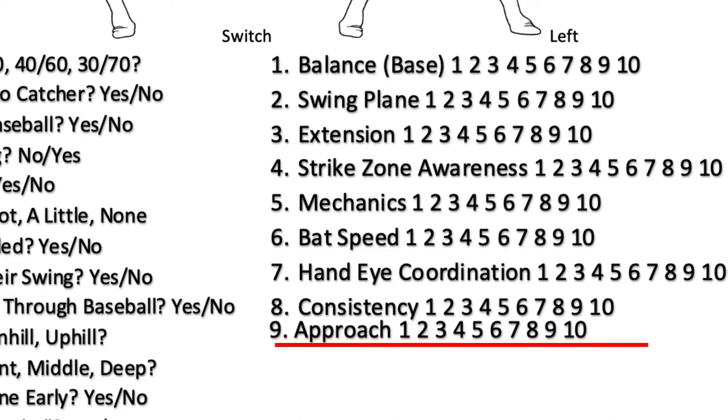The last one is approach. And the way I do that is by asking them questions like, what are they looking for at the plate? I also do this by watching how their body moves and what pitches they can or can't hit. So those are the things I circle to get a baseline on the hitter. And when it comes to approach, if they're young, I just leave that one blank.